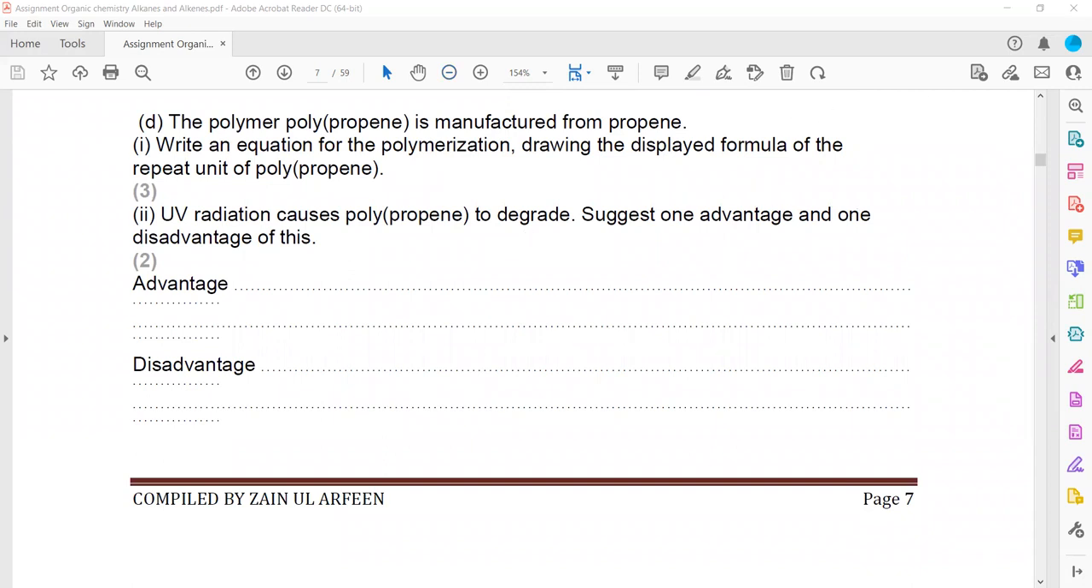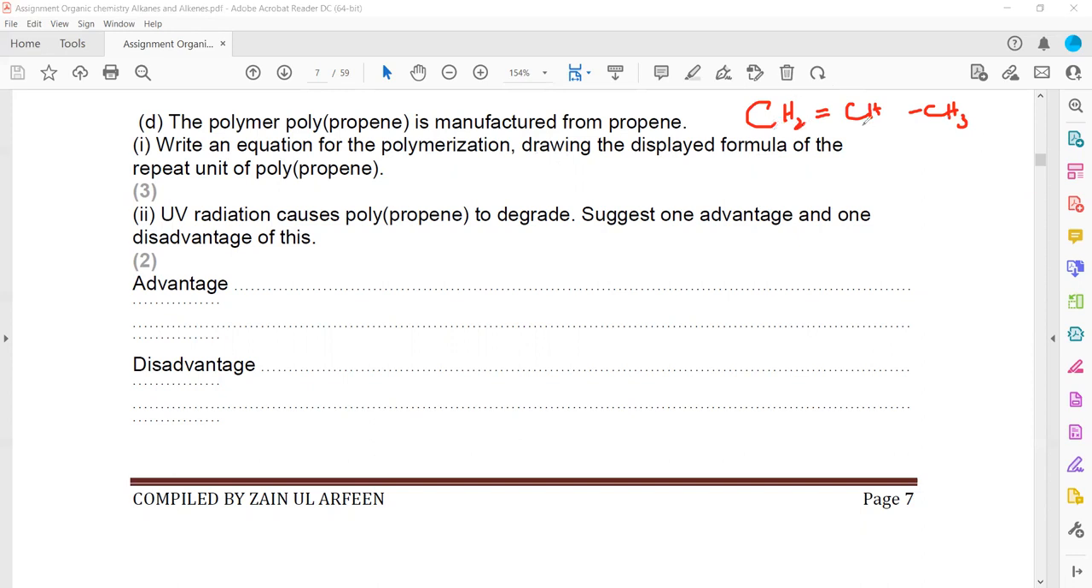But first, your monomer should appear like the letter H, so you will always rearrange it. As I mentioned, a displayed formula means the formula which represents all the bonds. Even if this is propene, which is CH2=CH-CH3, this is not a displayed formula. This is a structural formula.